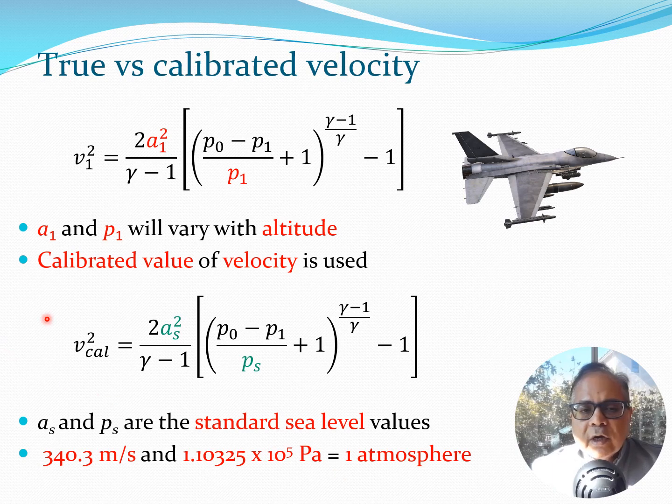So you can now see that this Vcal value is easy to calculate because AS and PS are known to us. These are these two values. If we simply have P0 minus P1 from some measurement, then we can easily calculate this V calibrated because we already know gamma is 1.4 for air, and I am of course assuming you are flying on planet Earth here.